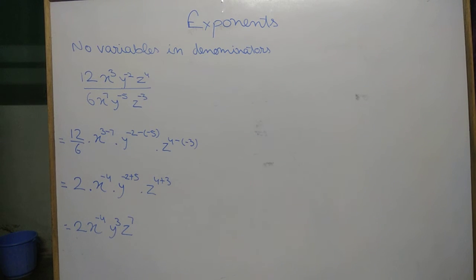Likewise we can solve all other questions. There are only 3 more questions left. You can easily solve them likewise. Remember, in this case in the denominators there is no variable, not even a number. We simplify and change the sign of the power which is present in the denominator.